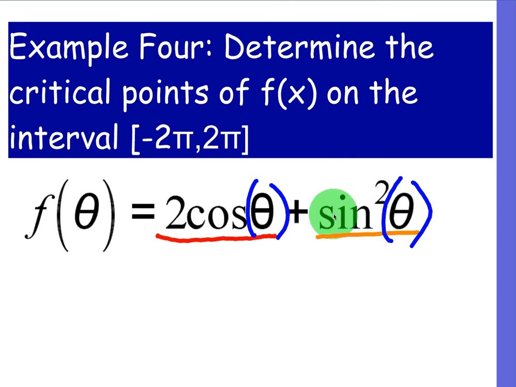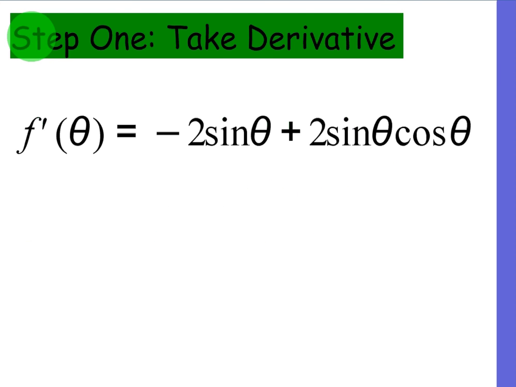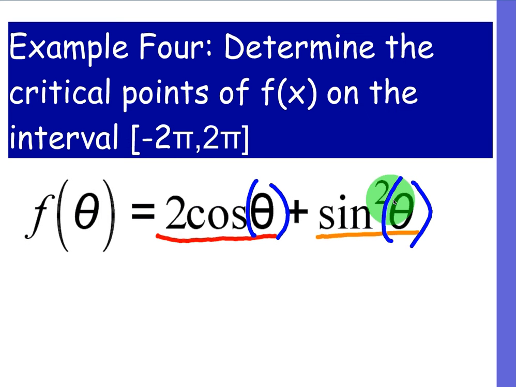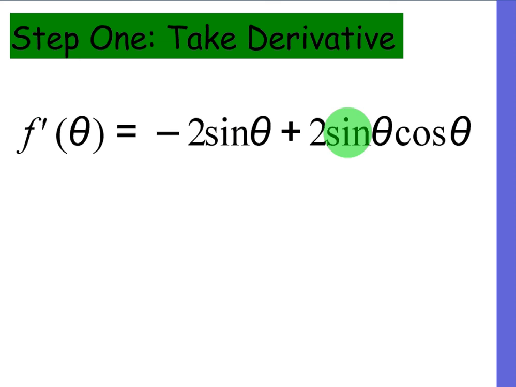Might have to do a little bit of a chain rule here. So the derivative of 2 cosine is negative 2 sine. The derivative of sine squared, pull the 2 down, so it's 2 times sine of theta, times the derivative of the inside, which is sine, so cosine theta, so it's 2 sine theta cosine theta. Now remember, critical values exist where the derivative equals 0 or it doesn't exist.